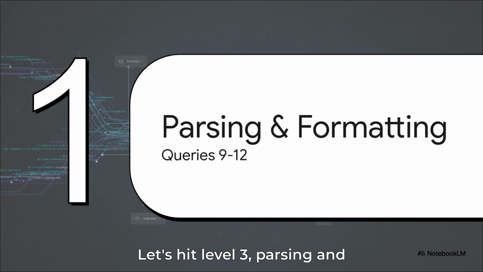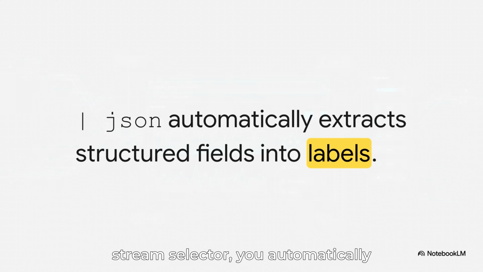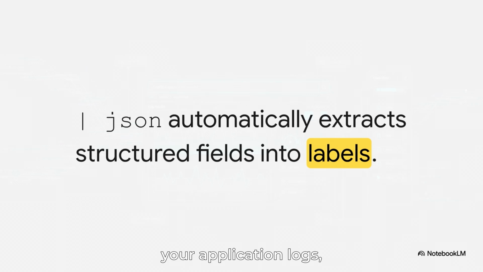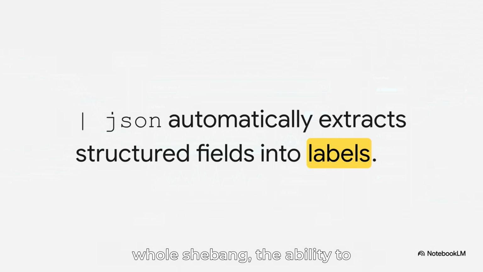Let's hit level 3, parsing and formatting. This is queries 9 through 12. Query 9 is just beautifully simple. By dropping in the JSON parser expression right after your stream selector, you automatically extract all structured fields from your application logs, turning them straight into labels you can interact with. If your devs are logging in JSON, this single pipe command unlocks the whole shebang, the ability to filter, calculate, and format based on literally any key value pair buried in that payload.